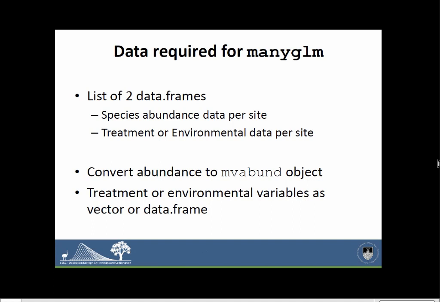So the first thing that they do is convert the abundance of your species to an mvabund object. The mvabund GLM only works if you input an mvabund object. That changes the structure of the data so that it suits this particular set of models. And then the second data set would be your treatment or your environmental variables, which are either a vector in the case of a factor like a treatment, or a data frame if you're using environmental data.